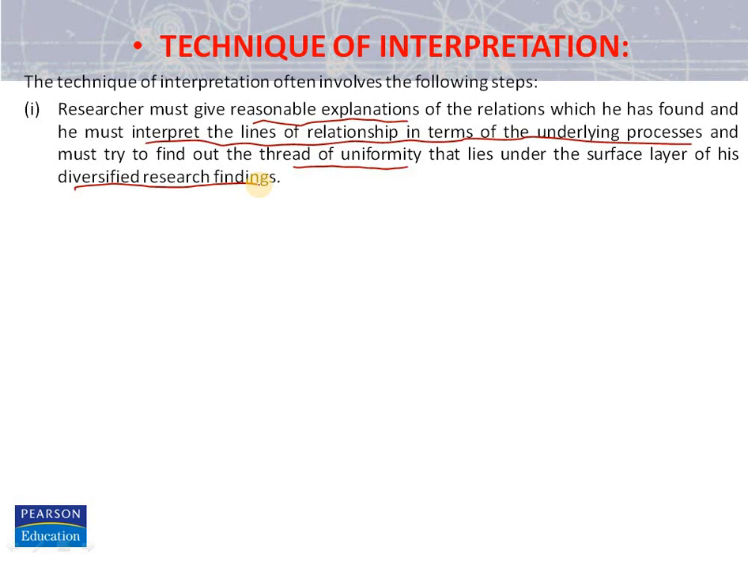So the technique of interpretation is, there must be a reasonable explanation, and reasonable explanation means the explanation should be sufficient, and these explanations must be based on facts and findings of the research, which should define the relationship, if any, between dependent variable and independent variable, or if there is any causal relationship between variables, and what are various underlying processes that have been included or used in the given research, so that a thread of uniformity can be framed.